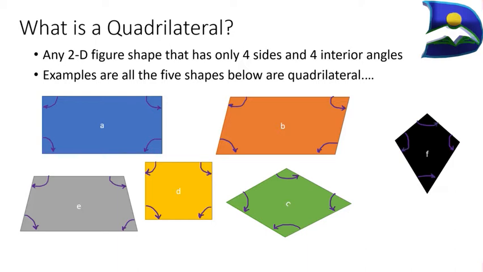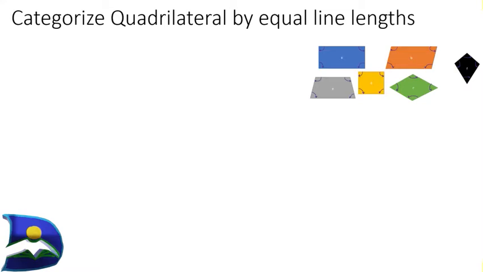Now the big question here is, what are these 2D quadrilaterals? This comes down to the categories of associating quadrilaterals in terms of equal length sides. Looking at these 6 particular shapes right here, which are all quadrilaterals with 4 sides and 4 angles, we're going to see which ones share the same number of lengths and which ones don't.